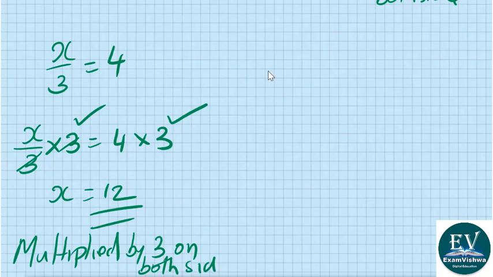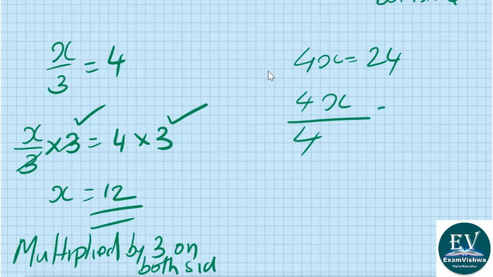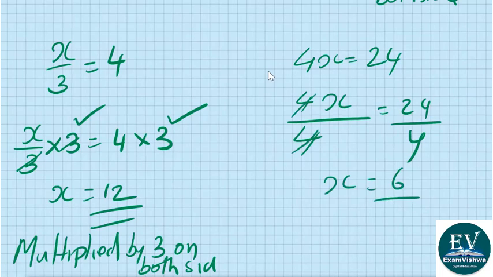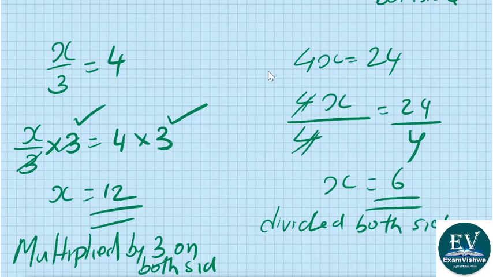Right? It can be like this also. 4x is equal to 24. x is equal to, to get that we have to remove 4. Then divide with 4 on both sides. This will get cancelled and you will get x is equal to 6. So we will write divided both sides by 4.